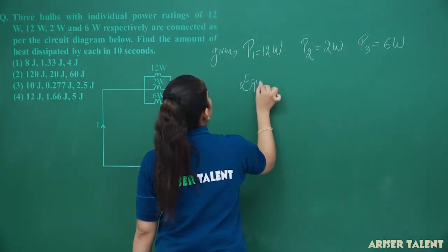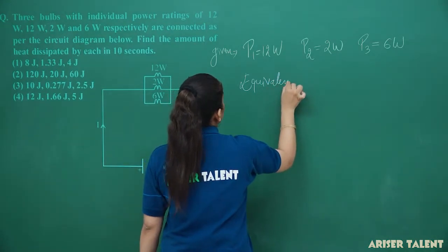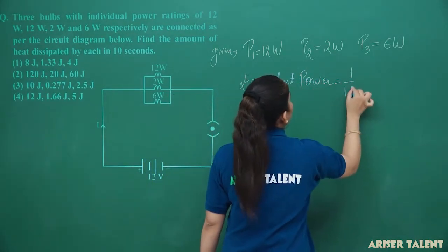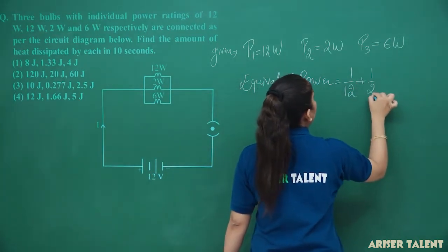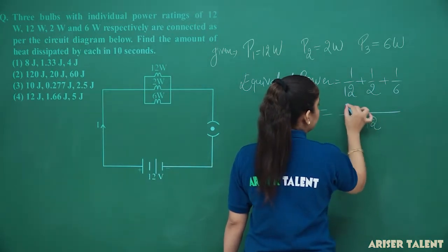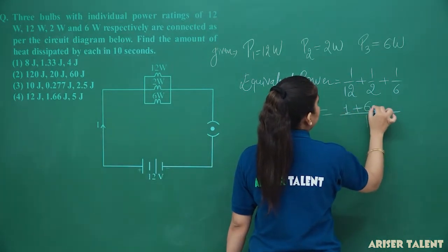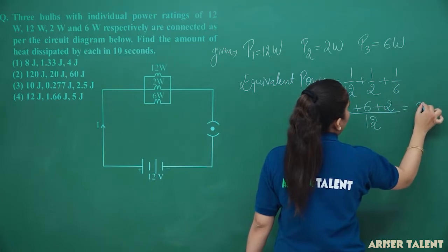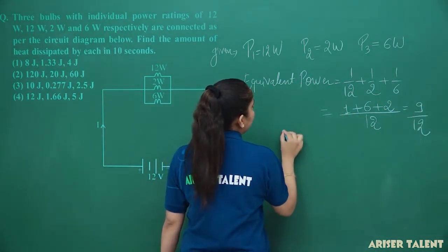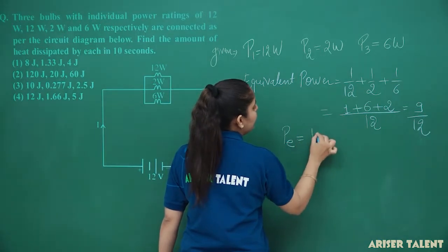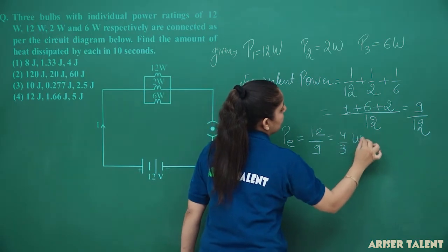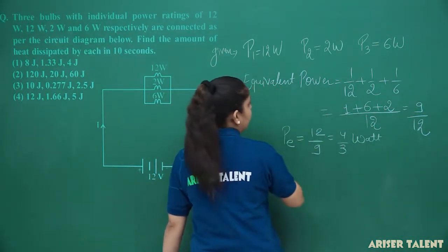So equivalent power came out to be 1 upon 12 plus 1 upon 2 plus 1 upon 6. LCM will be 12. So it will be 1 plus 6 plus 2. And it came out to be 9 upon 12. And the equivalent power will be 12 upon 9, that is equal to 4 upon 3 volt. So this will be our equivalent power.